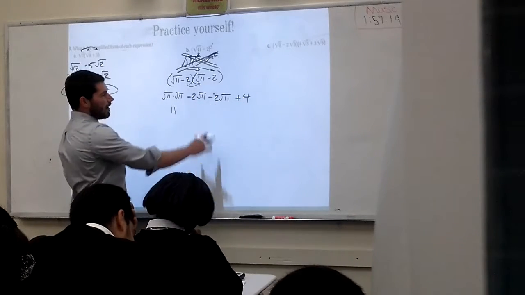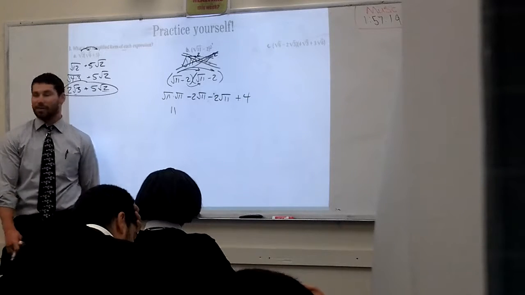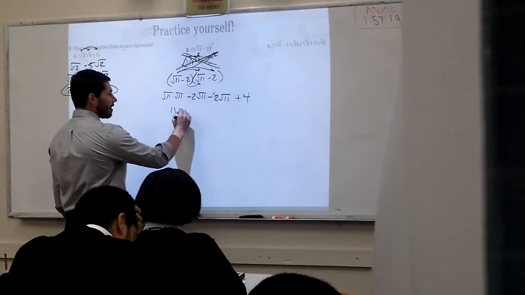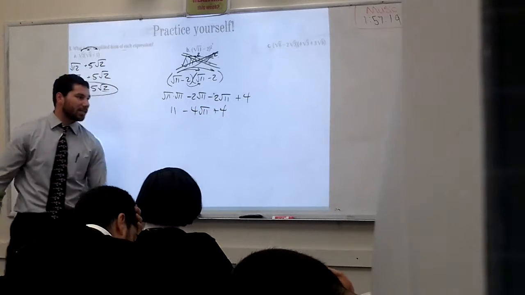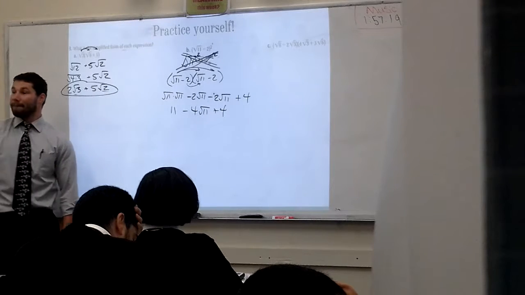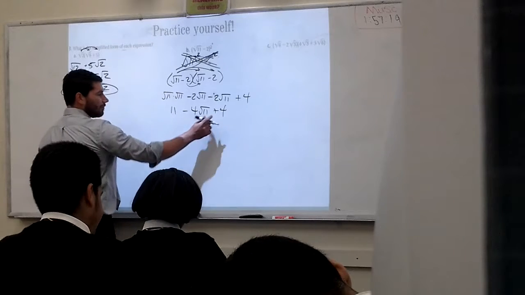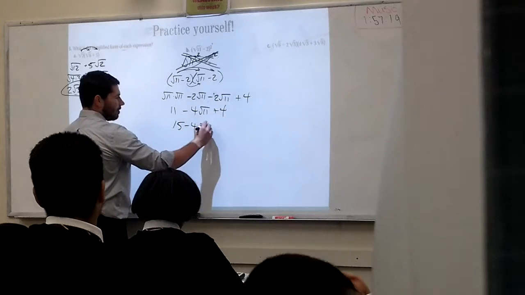Alright? Can I combine this minus 2 square root of 11 minus 2 square root of 11? Yep. Why? Because they have the same radicals, so I get minus 4 square root of 11 plus 4. And what's the last thing I can do here? 11 and 4. 11 plus 4 is 15 minus 4 radical 11.